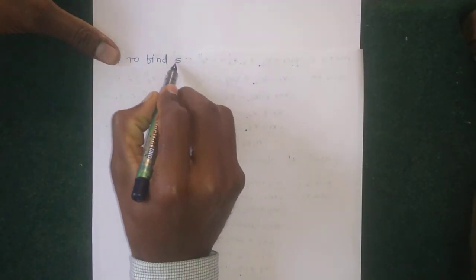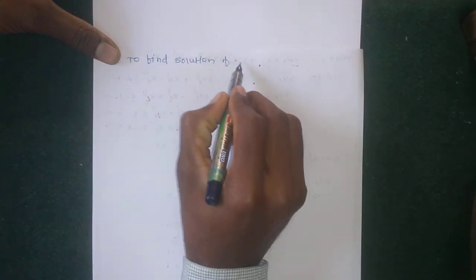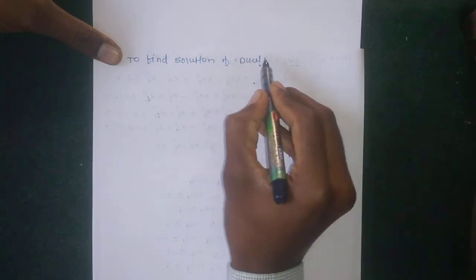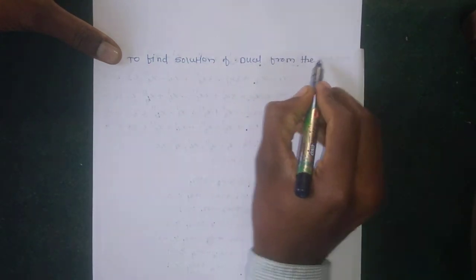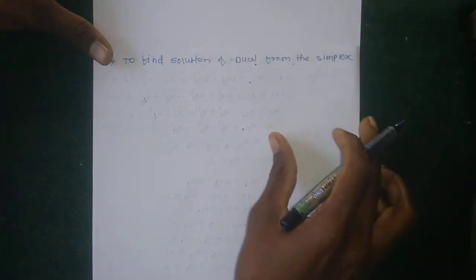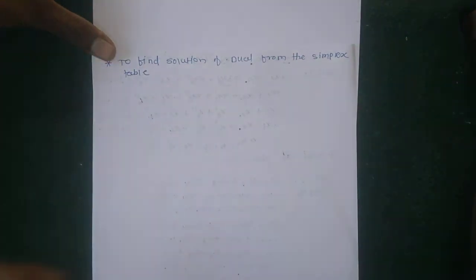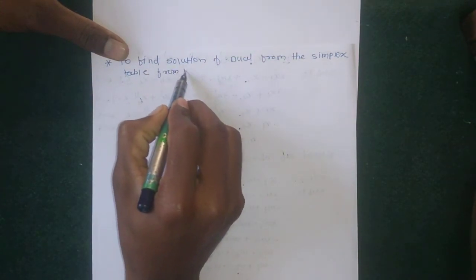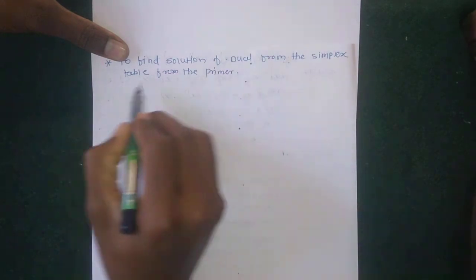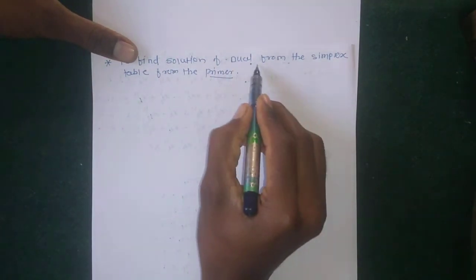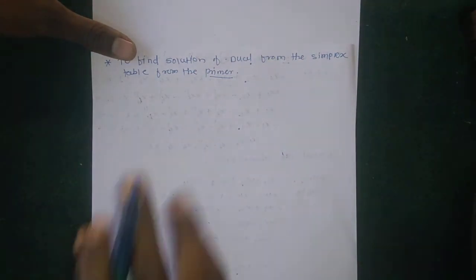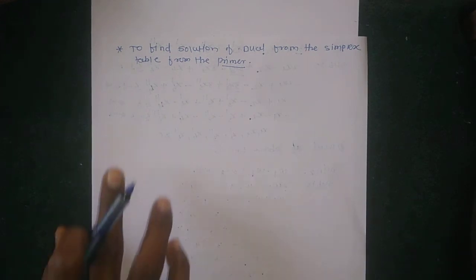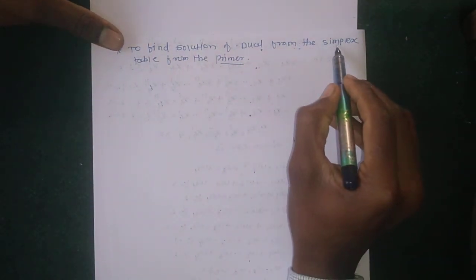The point is to find the solution of the dual problem from the simplex table, and from it the solution of the primal problem. That means finding the solution of the primal problem by using the dual problem by the simplex method.